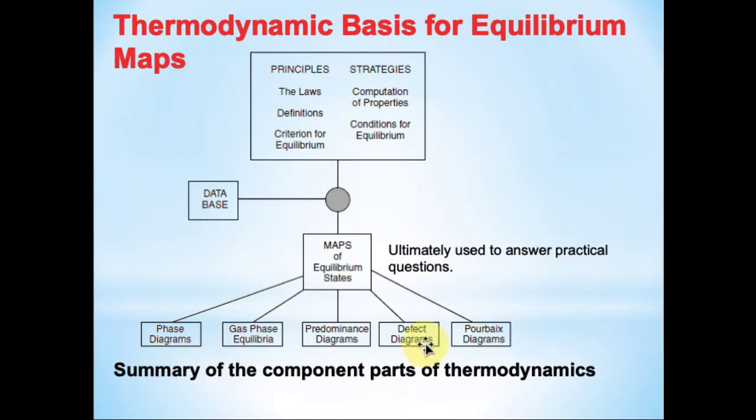Examples of the maps are shown in the bottom row of this figure. So we have here the phase diagrams, the gas phase equilibria, the predominance diagrams, the defect diagrams, and last but not least, Pourbaix diagrams. So I will explain each of the maps of these equilibrium states, starting with the phase diagrams.